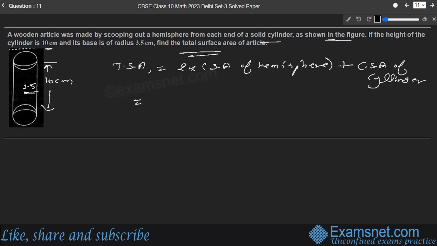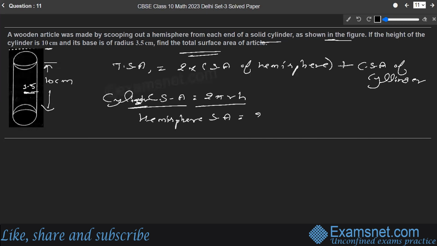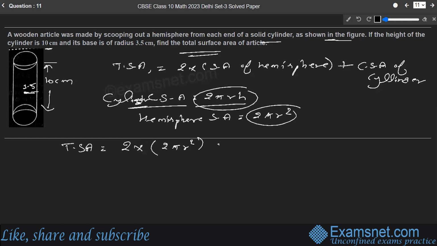So let us do it further. We know the curved surface area of the cylinder is given as 2 pi rh, and the hemisphere's surface area is given by 2 pi r square. These are the two formulas that we can use. So the TSA that we are required to solve is going to be twice the surface area of the hemisphere, that is 2 pi r square, plus the curved surface area of the cylinder, that is 2 pi rh.